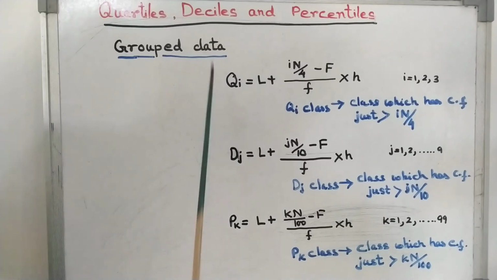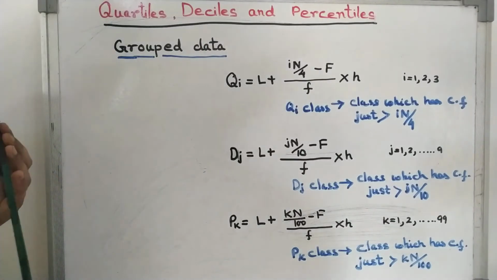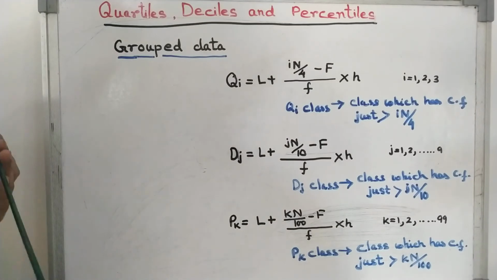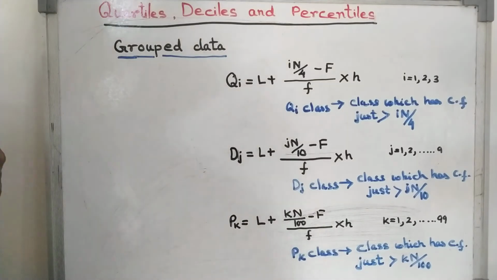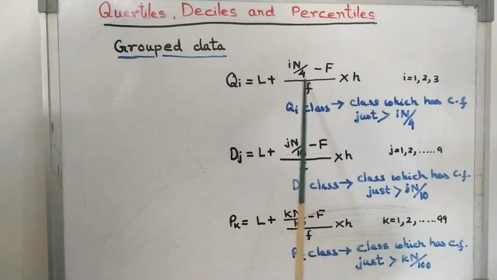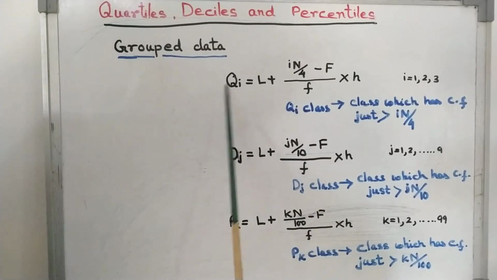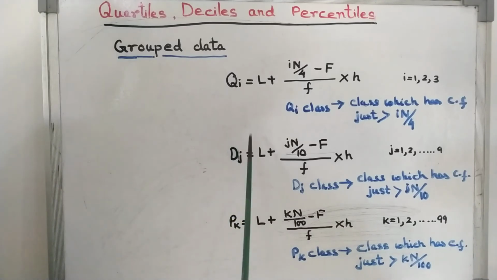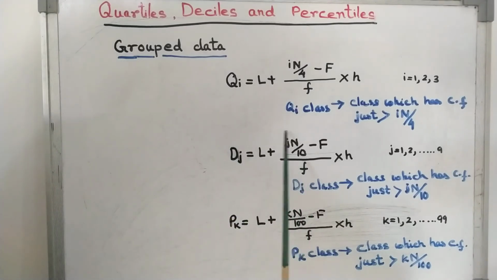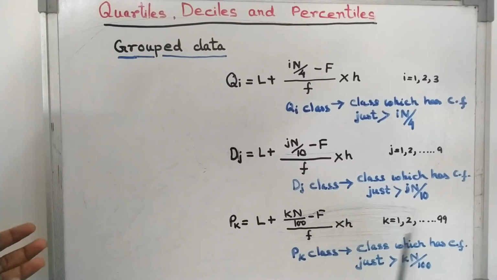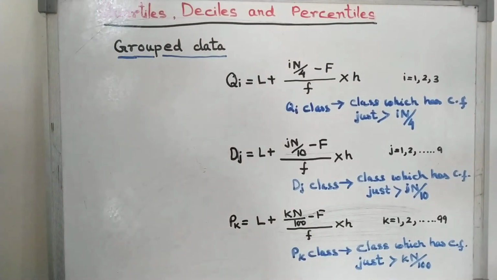So you have to remember these formulas, because if you forget them, how can you calculate? You need to memorize them. The formula is not different; it is the same as you have done for the median. In the same way, just this part changes, depending on whether you are finding quartile, decile or percentile. Accordingly this part will change, and the class also changes. So I hope you get the idea of how to find quartile, decile and percentile for grouped data.